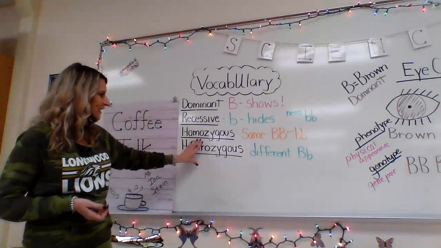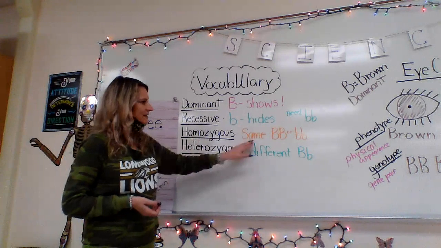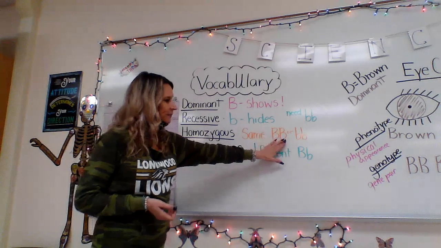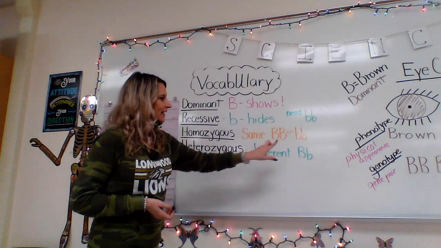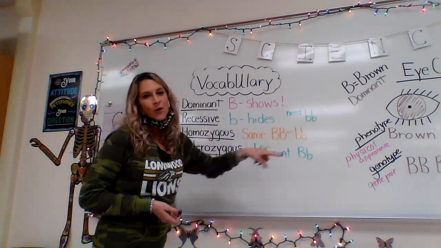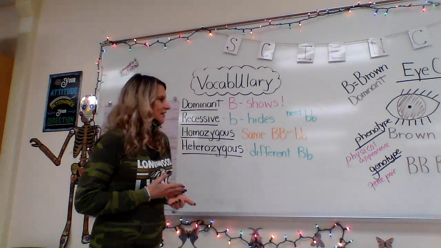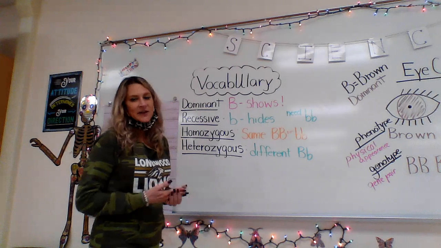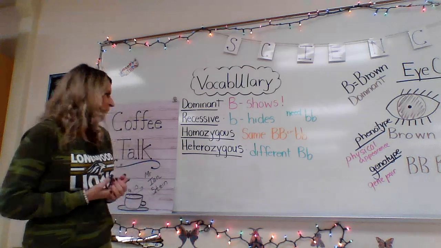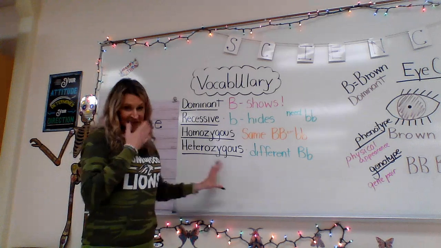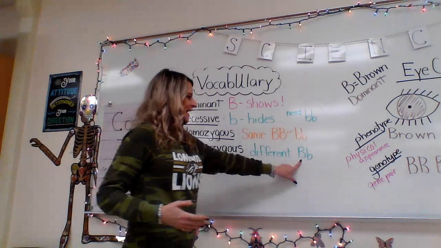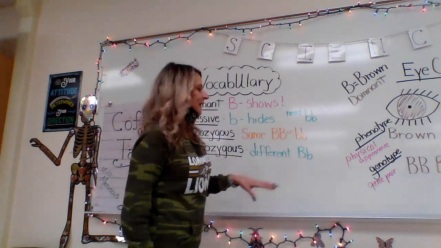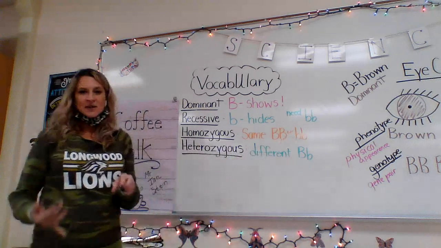Then we have homozygous and heterozygous. Homozygous means the same. Capital B is homozygous dominant. Lowercase b is homozygous recessive. The same. Two of the same. Another way of saying this is pure or purebred. Heterozygous, two different genes. Capital B, lowercase b. Okay, that's the only choice because we have two genes.